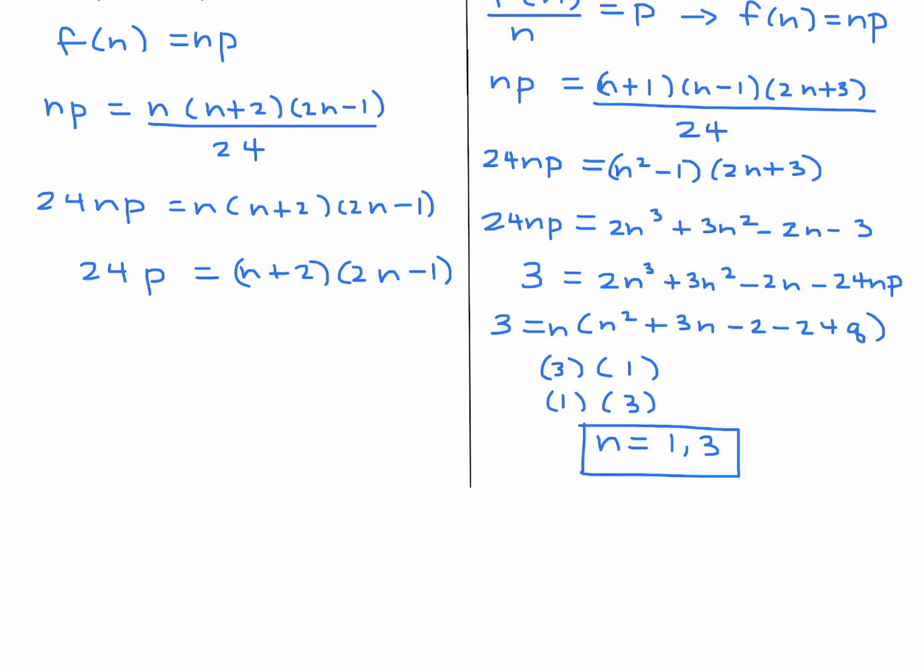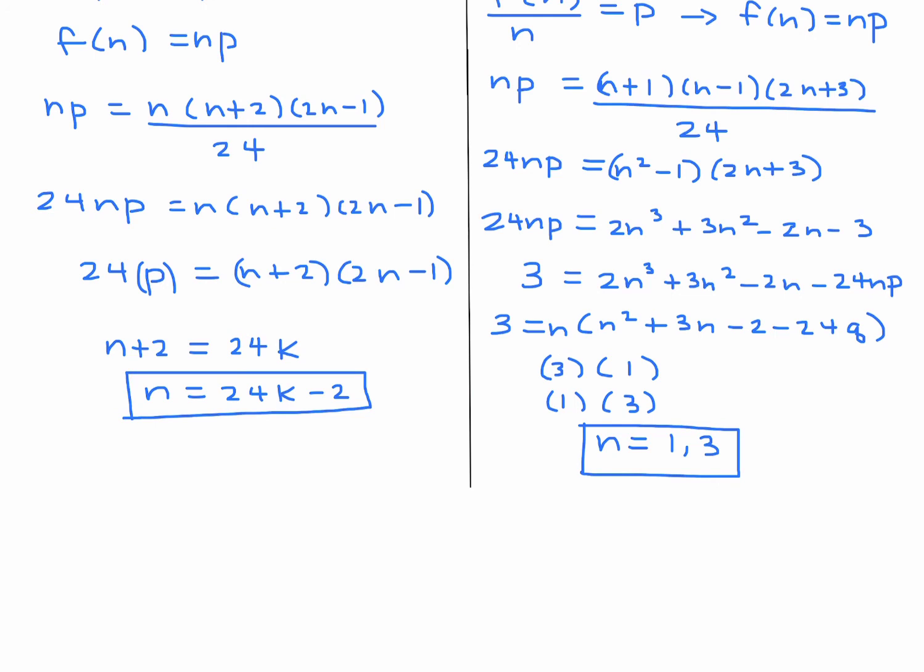But one thing for sure is that this whole thing has to be a multiple of 24, right? Because it's 24 times p. So what I'm going to first do is set n plus 2 as my multiple of 24, 24k, some multiple of 24, that I know for sure. If that is the case, that means that n is equal to 24k minus 2. So any number that is of that form will be valid as a value of n for the conditions of our question, 24k minus 2.